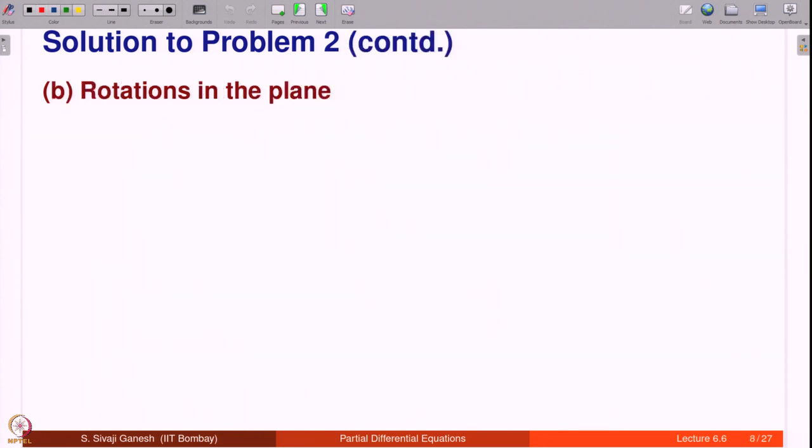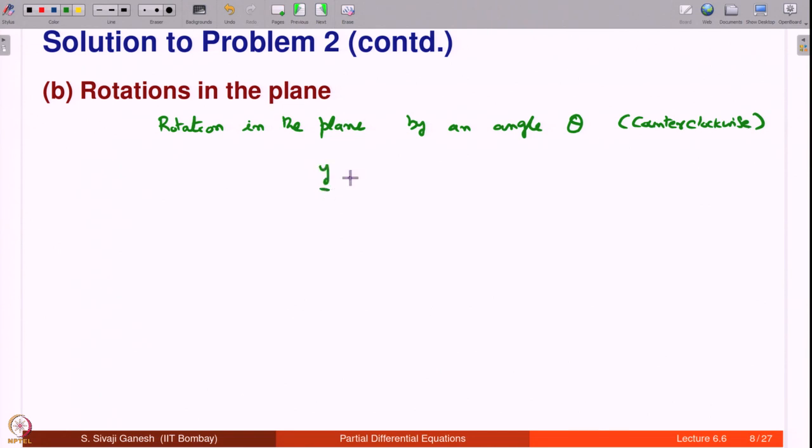Now, let us show that the Laplacian is invariant under rotations in the plane. So, rotation in the plane by an angle theta, say counterclockwise, does not matter, but the matrix that we are going to write represents such a rotation which is in the anticlockwise direction. So, let us write the change of transformation: cos theta minus sin theta, sin theta cos theta acting on x1 x2.